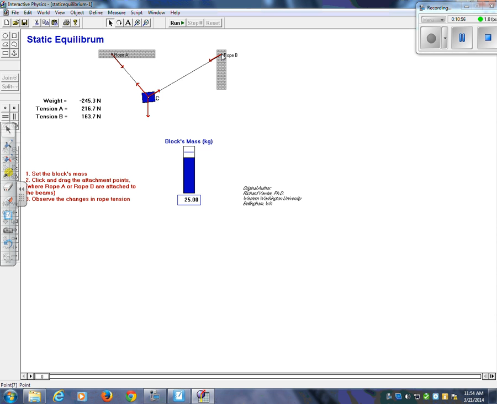See, as this one goes down, what happens to the vertical component of it? It's smaller and smaller, which means that the tension in the rope must get bigger. So as I go up, the tension gets smaller, right? If I move this one over, it's going to get to be a whole lot more because the vertical component is bigger, right?